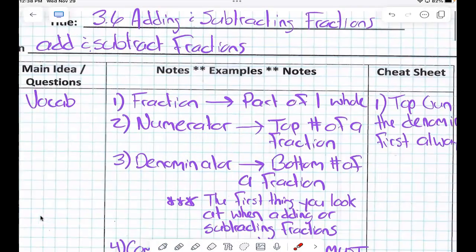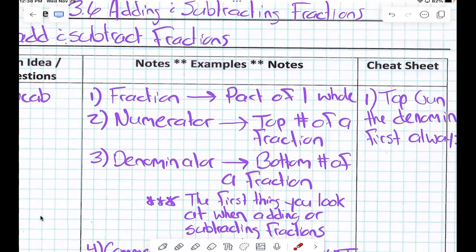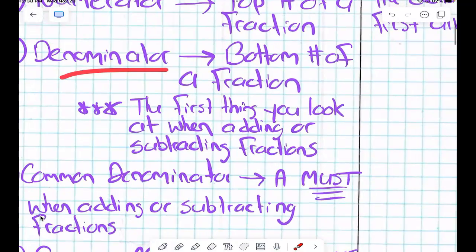Yes. Ready? Everybody ready? All right, here we go. Fractions, they're part of what number? One whole, right? What's the top number of a fraction called? Numerator. Bottom number is called a? Denominator. Ooh, big deal here.